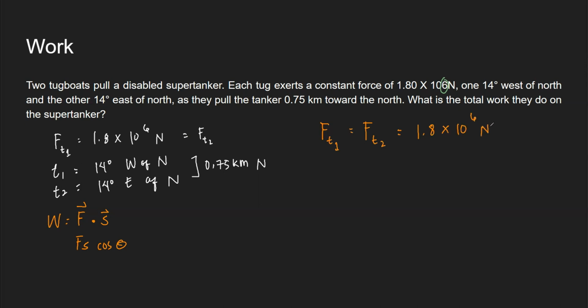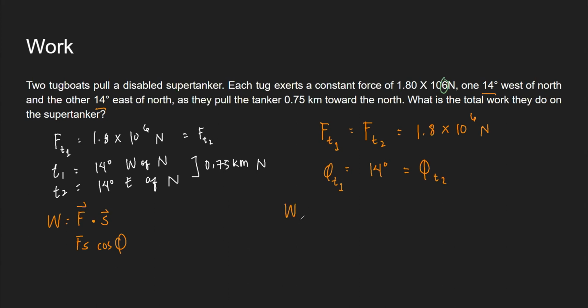And we've got our angle. To be consistent, let's put it as phi. My phi here is just 14 degrees, according to this. 14 degrees, 14 degrees. Now, they're the same, so I can put tugboat 1 equal to tugboat 2.